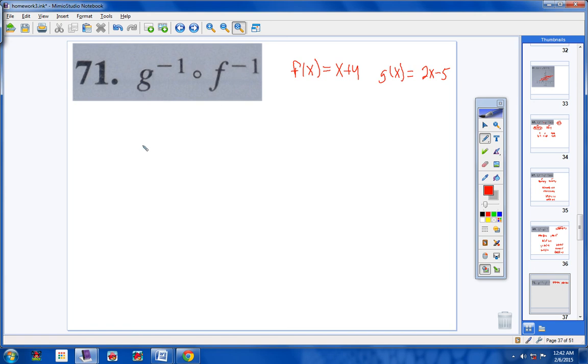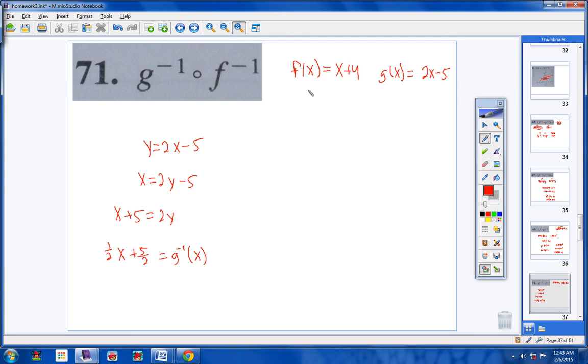So let's find g inverse first of all. I have y equals 2x minus 5. Where the y is, I'll put an x, and where the x is, I'll put a y. Solve for y, bring the 5 over and make it positive, and divide everything by 2. So 1 half x plus 5 halves equals y. Now instead of putting y right here, I'm going to go ahead and put it equals g inverse of x. Okay, I took my g function, I got the inverse.